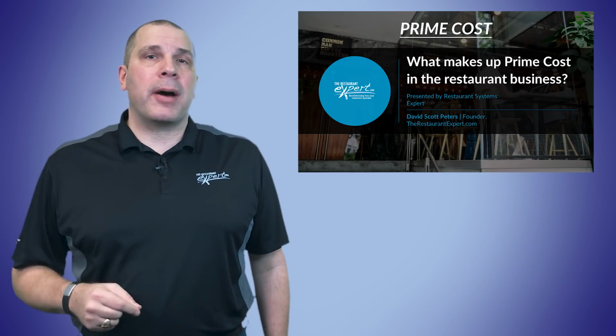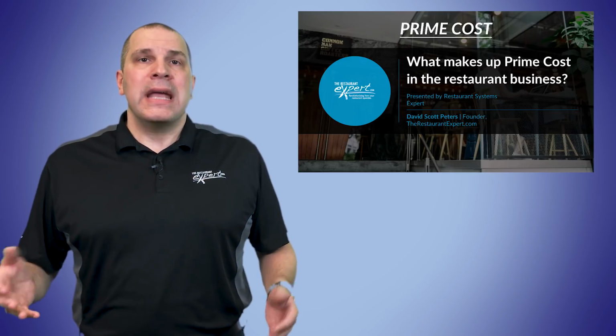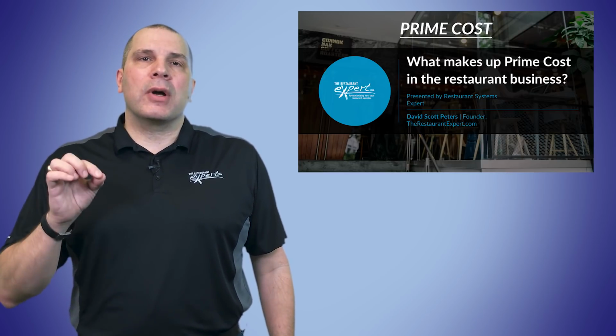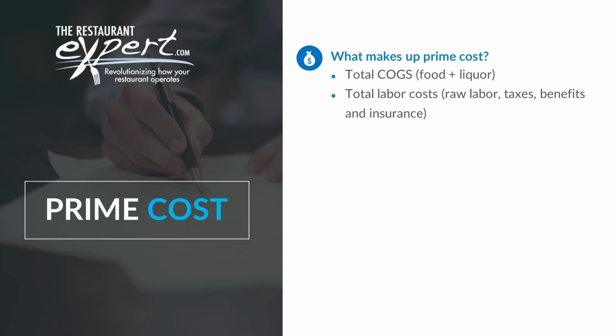My whole career has been about prime cost, but if you don't know what goes into prime cost, it is a foreign word. In the restaurant business, it's different than other industries. So I want to be very, very clear what prime cost is for the restaurant business. It's your total cost of goods sold plus your total labor costs. But let's define a couple things.